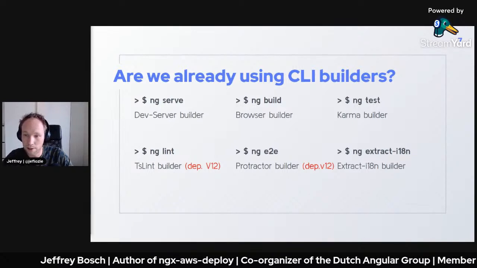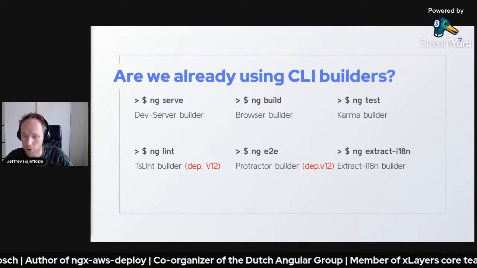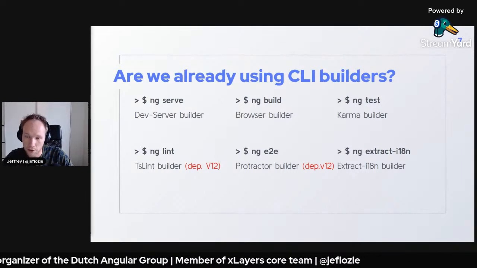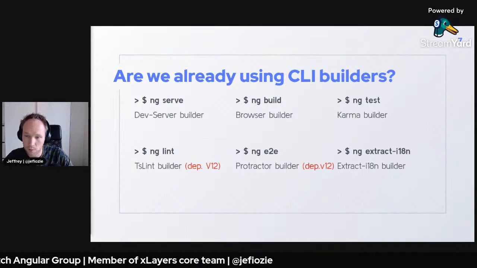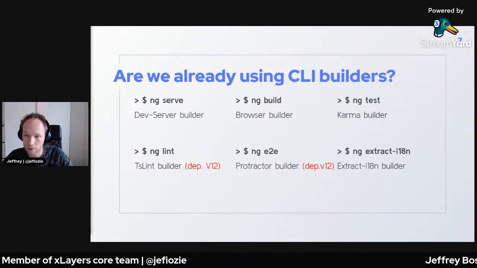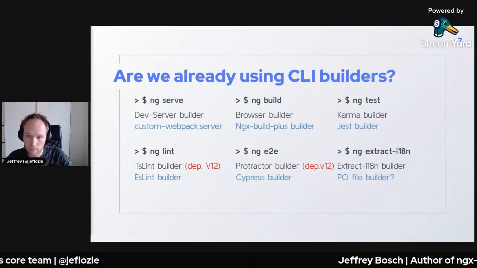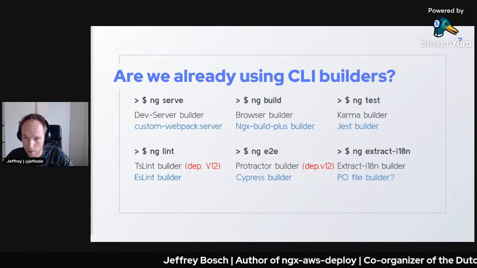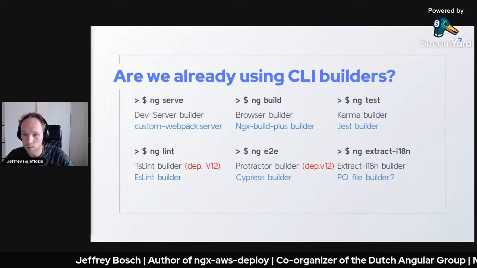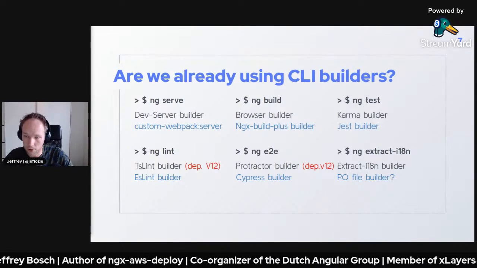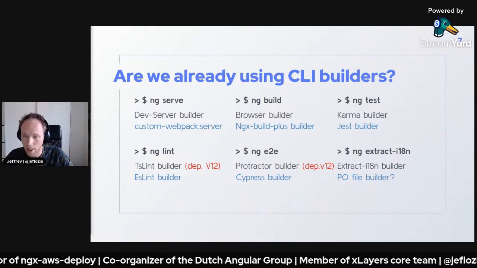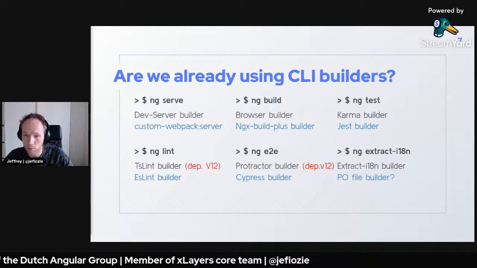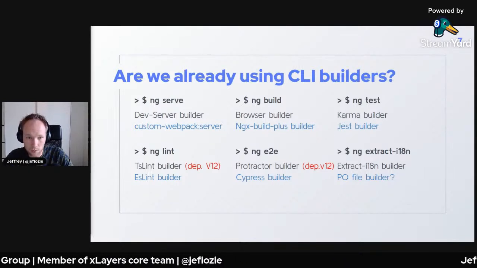It was previously the TSLint builder and the Protractor builder, but these are deprecated. And as builders are functions, they are also easily interchangeable because we can configure them in the angular.json, and we can switch them out. So basically for ng serve, we could use a custom Webpack server. Or for example for ng build, we could use the ngx-build-plus builder from Manfred Steyer. And as recommended these days, we've got the ESLint builder from James Henry to help us with our linting rules within our project.